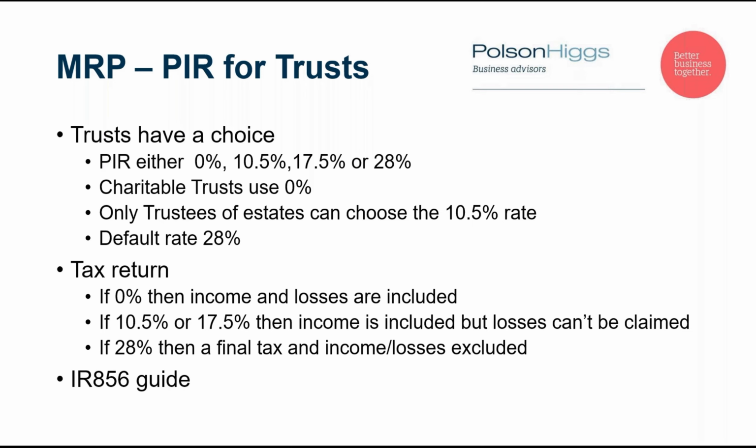When it comes to the tax return, if a 0% rate is used, then the income or the loss must be included in the return. If either the 10.5% or 17.5% rates are used, then the income must be included. But if there is a loss, then it can't be claimed. But as we talked about previously, the PI fund itself would claim a rebate for that loss and credit it to the investor. And if the 28% rate is chosen, then that is a final tax and any income or losses are not included.